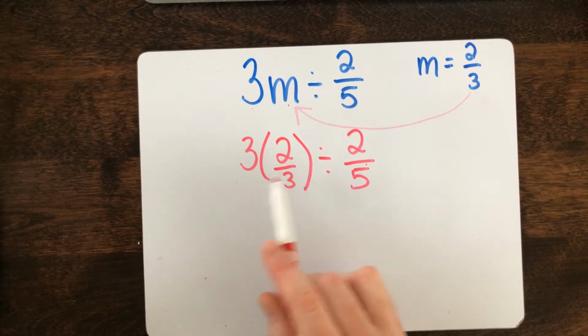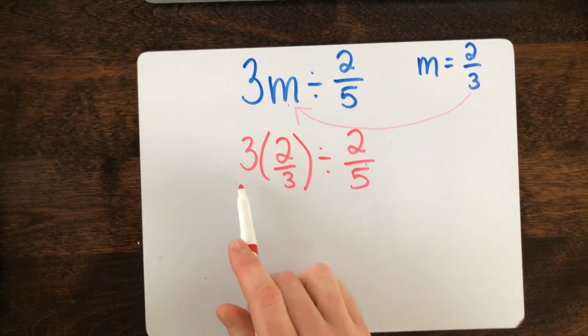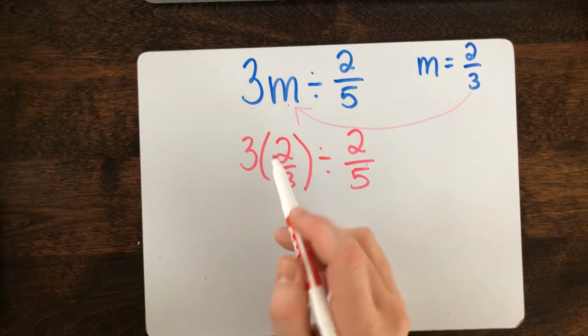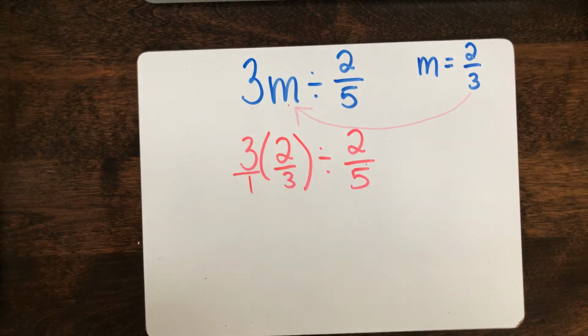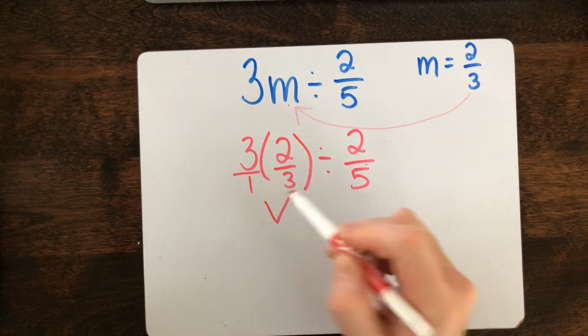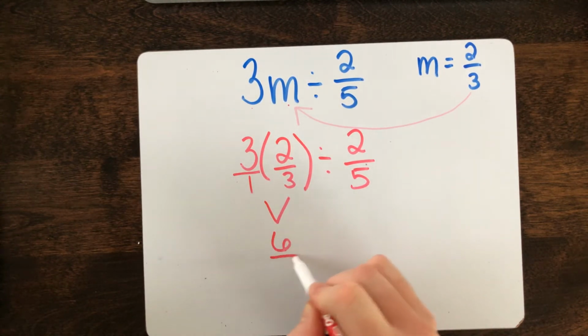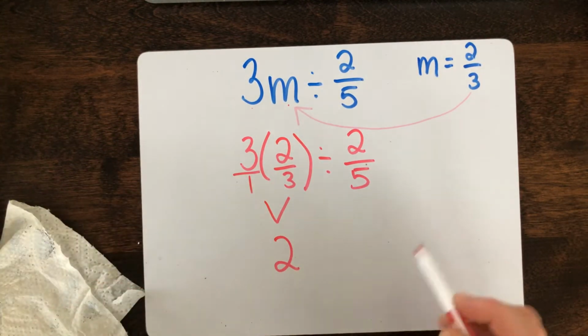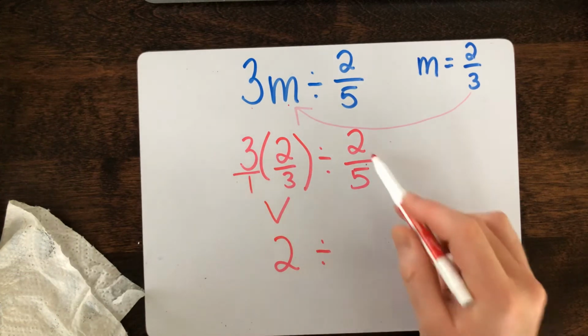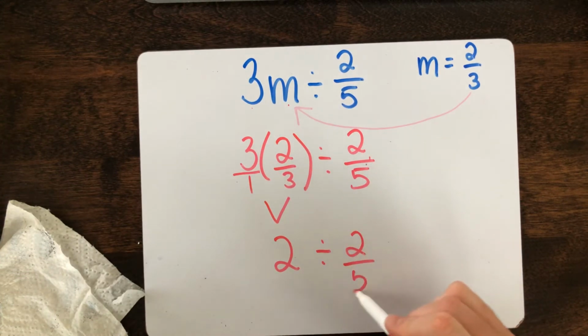Now again, I'm multiplying these two. So this is a whole number, this is a fraction. So put that whole number over a 1 and multiply straight across. So that ends up becoming 6/3, which we know 6/3, or 6 divided by 3, is actually just 2. And then 2 divided by 2/5.